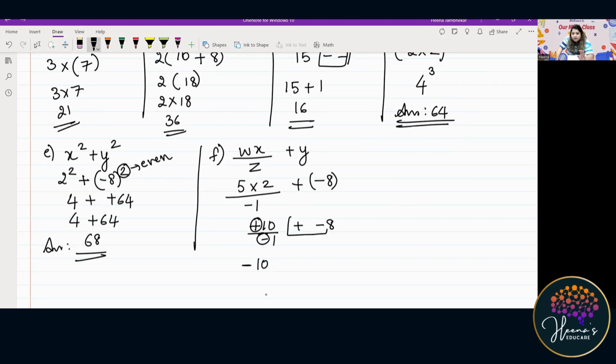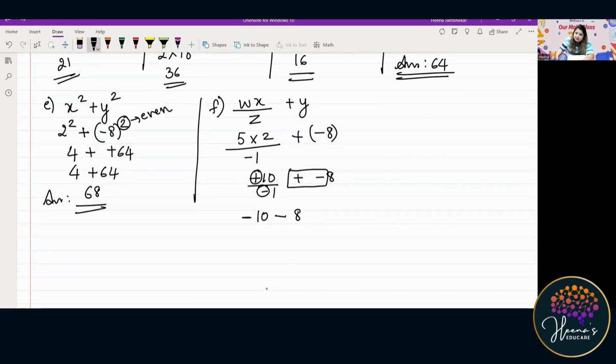Now, you have plus and minus. Plus and minus, you're going to put minus and 8. Now, same signs, you have to add. So 10 and 8, when you add, you get a 18. And then what you do? Sign of the greater number, which is 10. The sign of the greater number is minus. So answer will be negative 18.